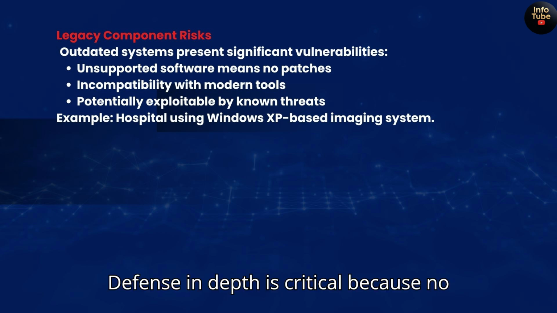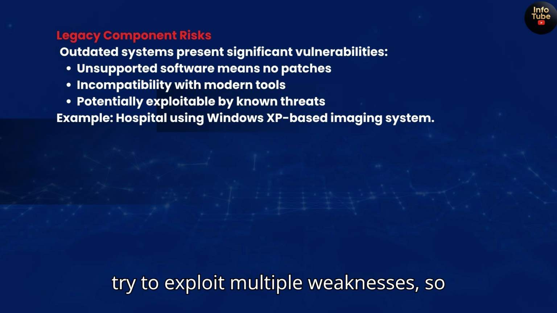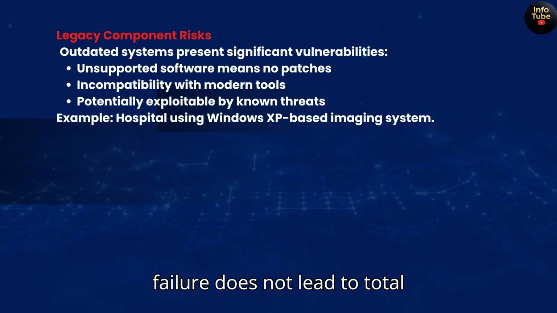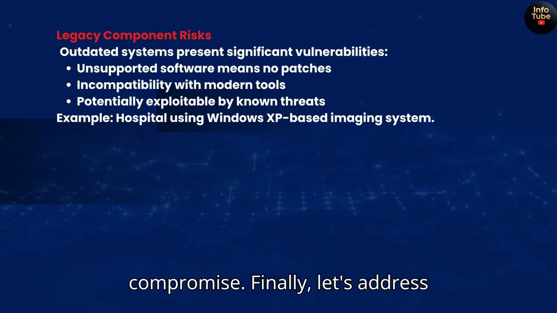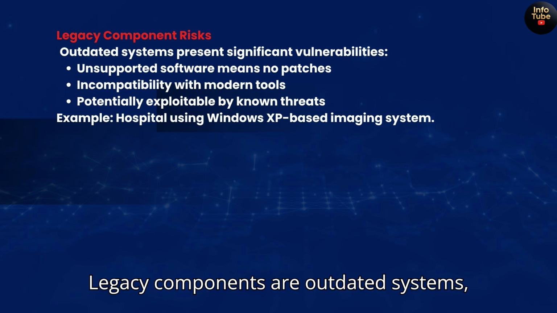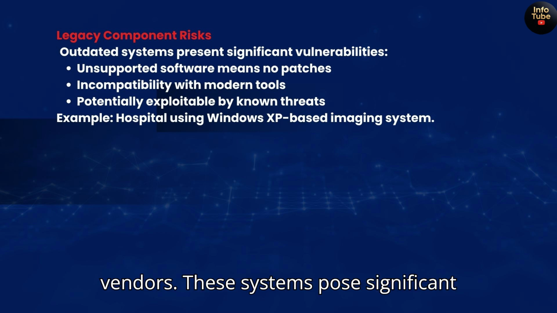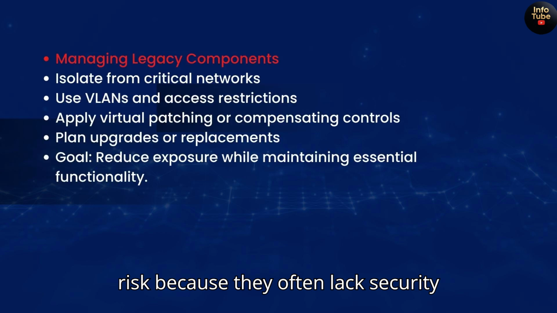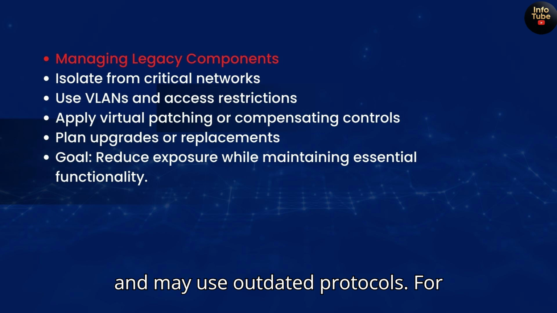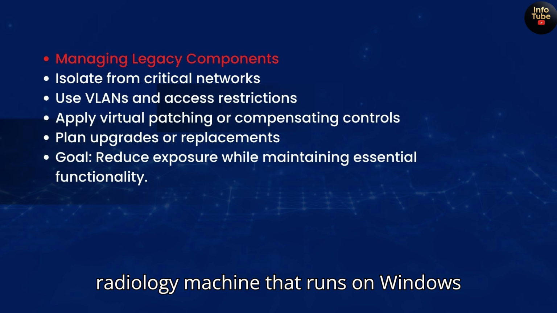Defense in depth is critical because no single layer is perfect. Attackers often try to exploit multiple weaknesses, so having multiple layers ensures that one failure does not lead to total compromise. Finally, let's address legacy components in an architecture. Legacy components are outdated systems, hardware, or software still in use even though they are no longer supported by vendors. These systems pose significant risk because they often lack security updates, do not support modern defenses, and may use outdated protocols. For example, a hospital might still use a radiology machine that runs on Windows XP.